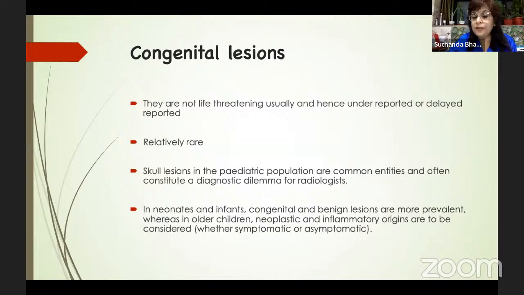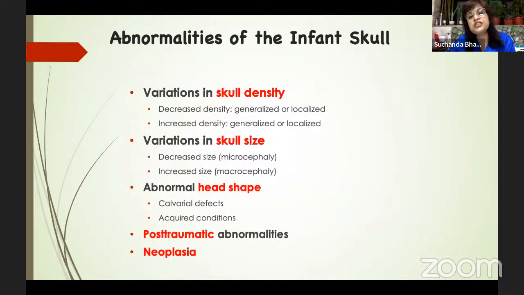So what are the various lesions we know of? Variations in the skull density. The density could be decreased or increased. It could be either generalized or localized. In skull size, it could be microcephaly or increased, macrocephaly. Head shape, calvarial defects or acquired conditions, post-traumatic abnormalities, and of course, because of neoplasia or any vascular cause.